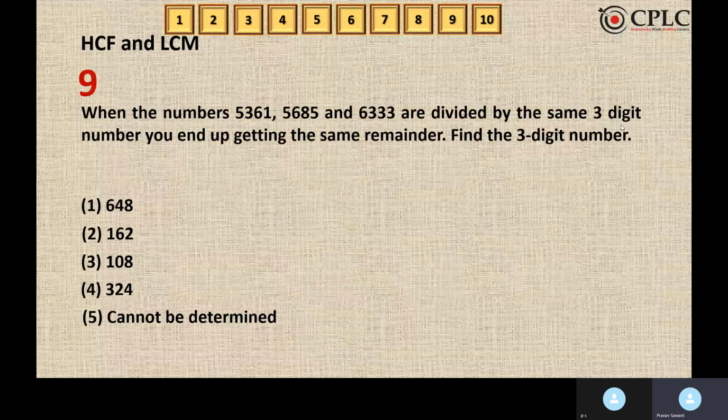Moving to the next question. When the numbers 5361, 5685 and 6333 are divided by the same 3-digit number, you end up getting the same remainder. Find the 3-digit number.